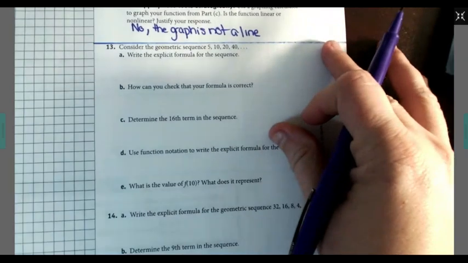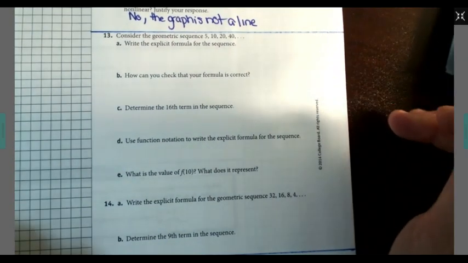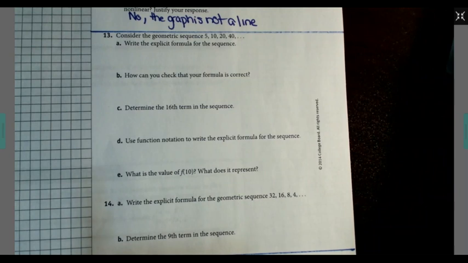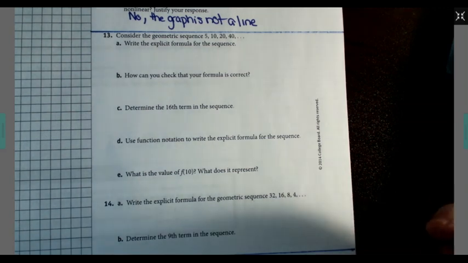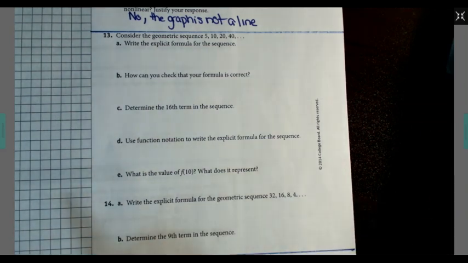All right. The next section covers questions 13 and 14. We have hit about the halfway mark of this lesson. So let's take a look. Consider the geometric sequence 5, 10, 20, 40. Write the explicit formula for the sequence.